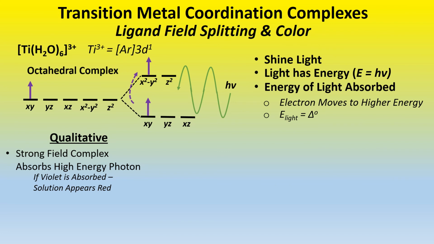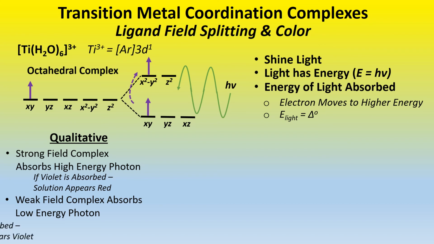At the other extreme, if I have a weak field complex, a complex made with a weak field ligand, that will absorb a low energy photon. Red is the lowest energy, so conversely, if I remove red from the spectrum, the solution made by a weak field complex appears blue or violet.